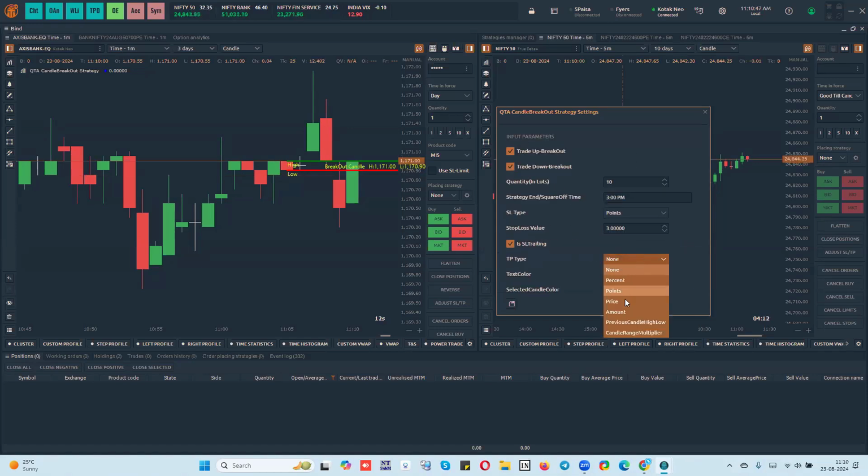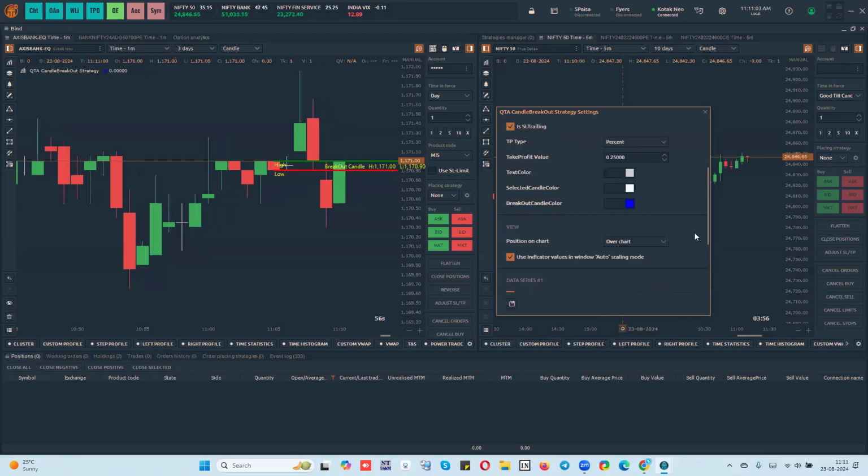In the case of take profit, I will select percentage. In that percentage, I will put say 0.25%. So I have the option. I can decide stop loss in terms of one parameter and take profit using another parameter.